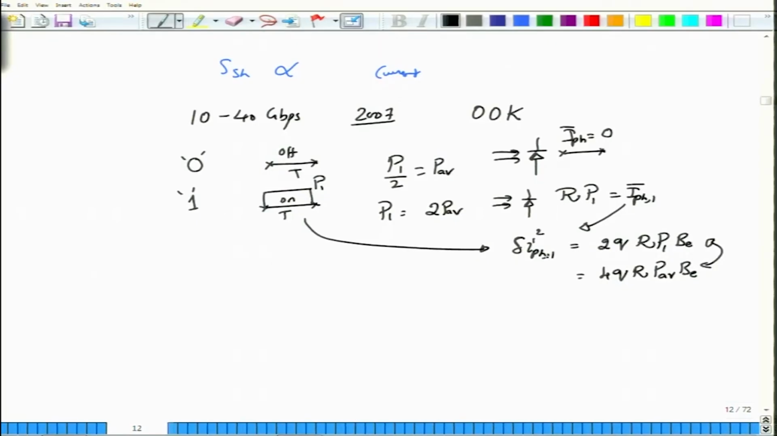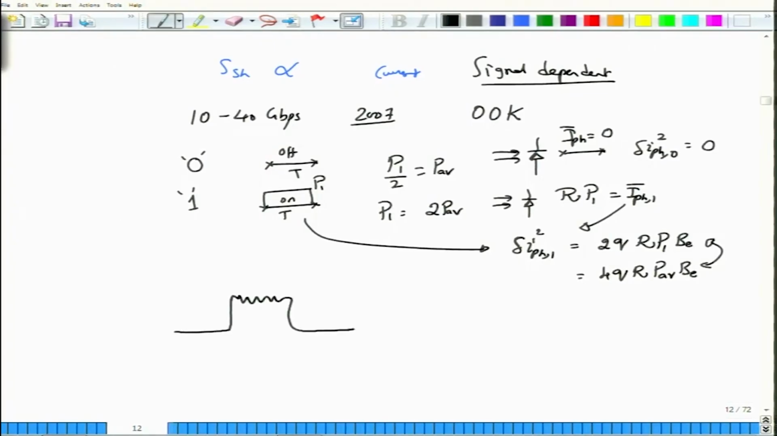So, this is very interesting. Delta I_PH,0, that is shot noise, will be 0 when you transmit a 0 symbol, and it will be non-zero when you transmit a 1. So, this is actually signal dependent noise. This is very important. What is the implication of signal dependent noise? If you transmit 0 and 1, the 1 will have a lot of noise, and 0 will have no noise. 1 is noisy compared to 0.